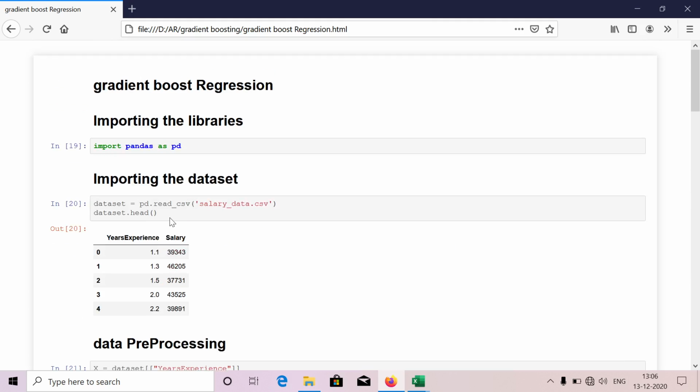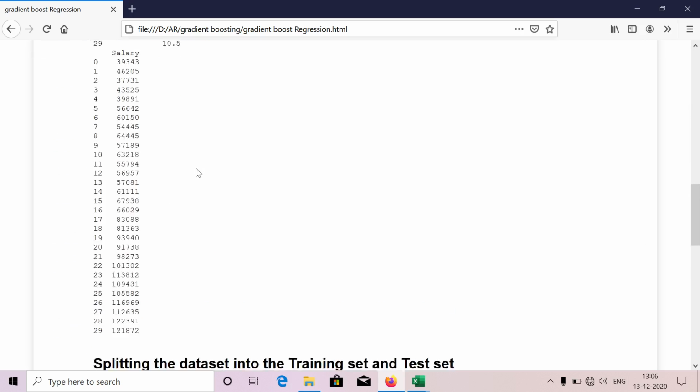Okay, this is a way we can build our model by using this Jupyter Lab.